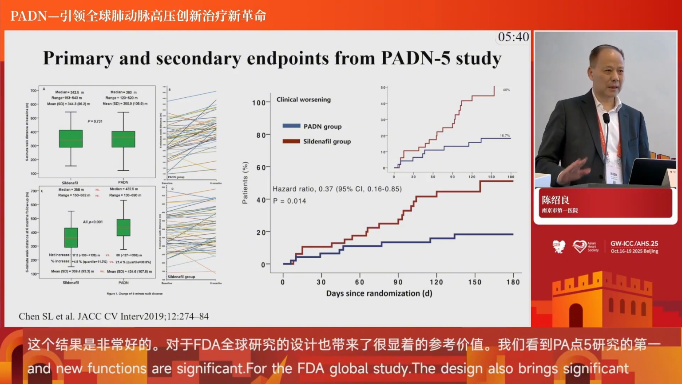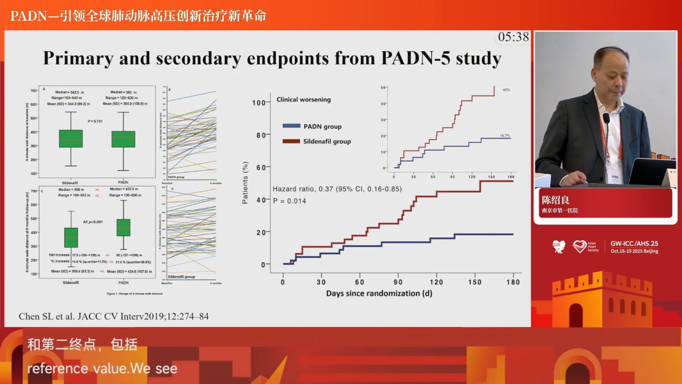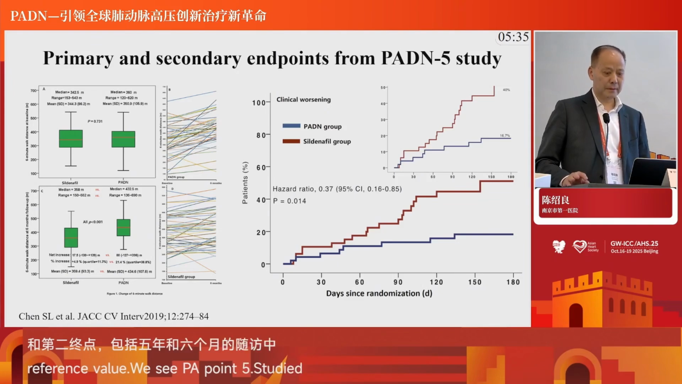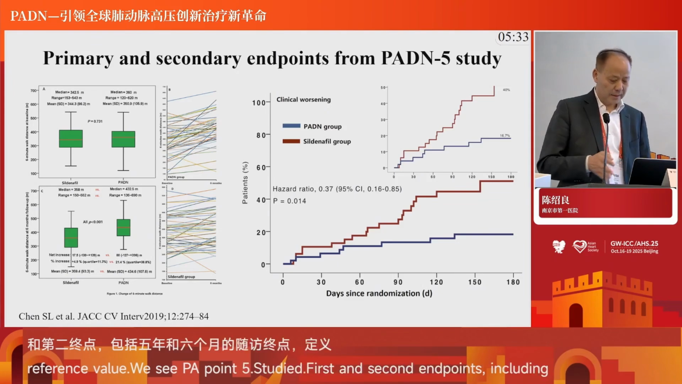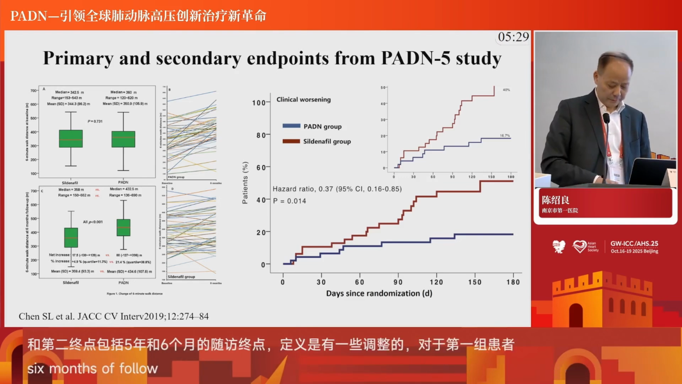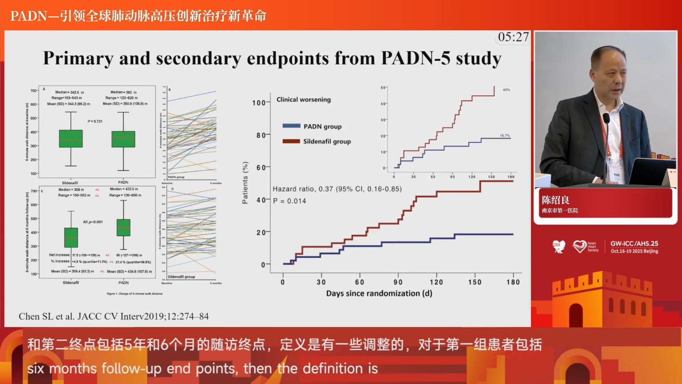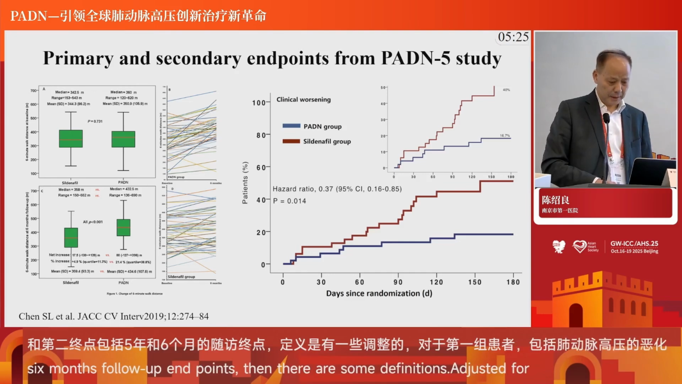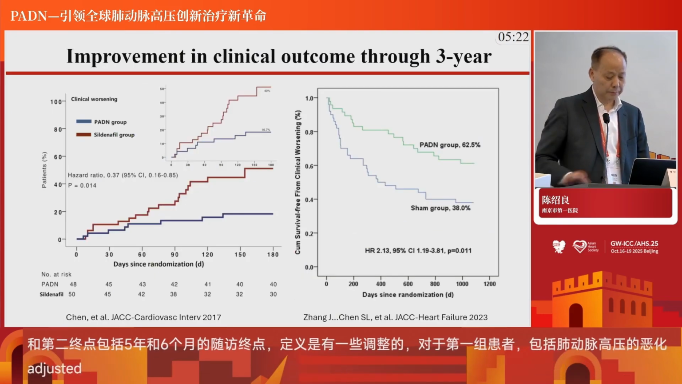worsening. It's slightly different from the definition of clinical worsening for patients with group 1. For this, we also included worsening of pulmonary hypertension in other patients. So it was only 16% in the PADN group compared to almost 40%.